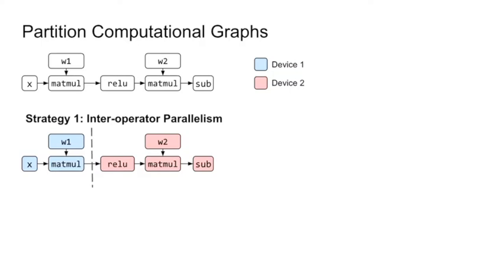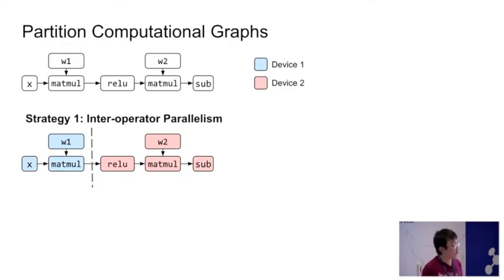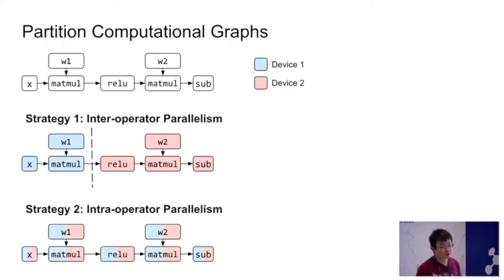Now, if we want all devices to always be busy, what should we do? Instead of partitioning at the graph level, we can partition each operator and let different devices work on different regions of the same operator, as this figure shows. This is called intra-operator parallelism. And intra-operator parallelism makes all devices busy, but it leads to more frequent communication because devices have to sync after one operator if the next operator cannot preserve the previous partitioning pattern.